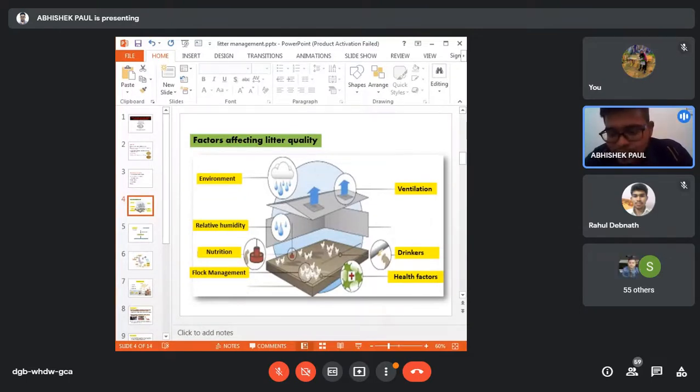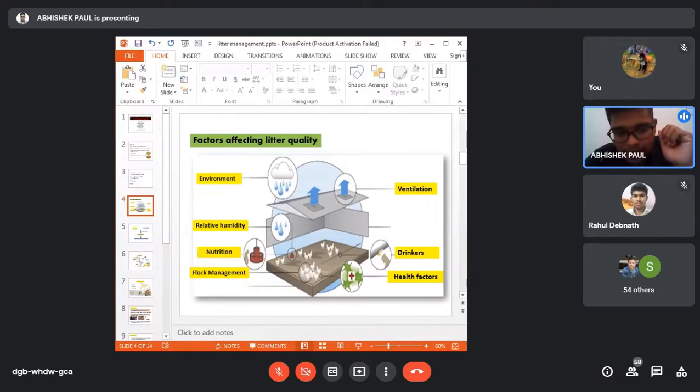Litter quality means, as you know, if the litter material is too wet, it will result in certain diseases in poultry birds. Factors like the environment, ventilation of the house, the drinkers, and the humidity all affect the litter material. Let me explain one by one.